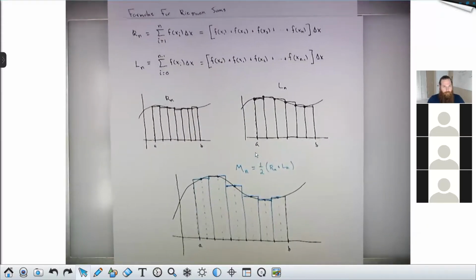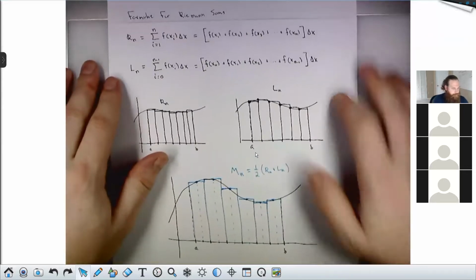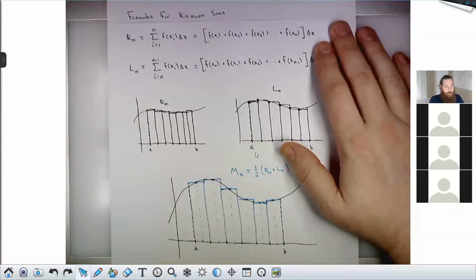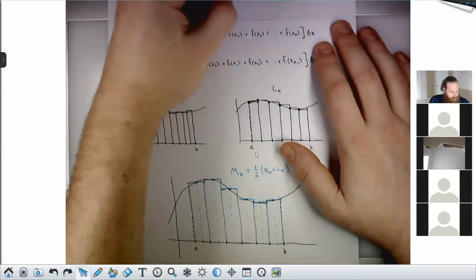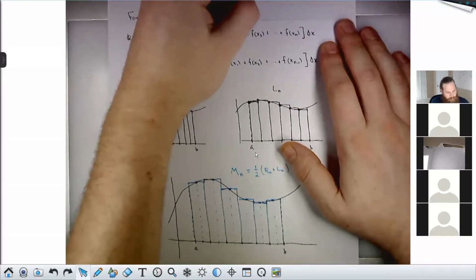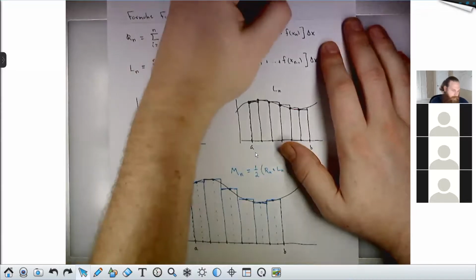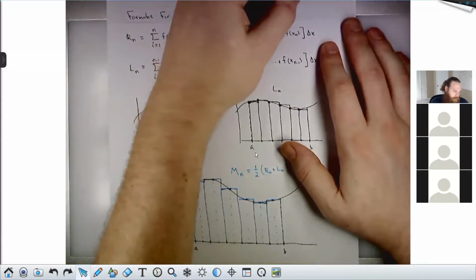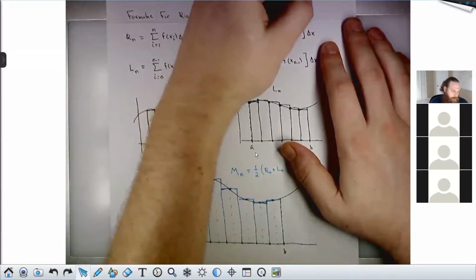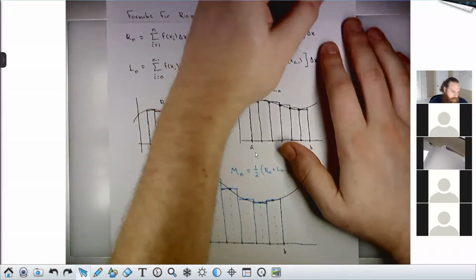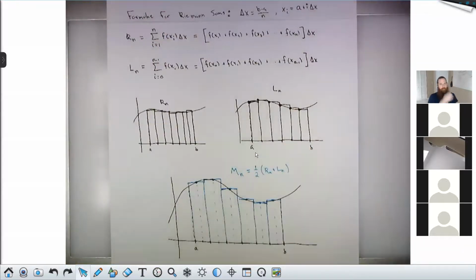Everywhere here, delta x is always b minus a over n, and the xi's are a plus i times delta x. So those top two formulas are the ones I want you to pay attention to.